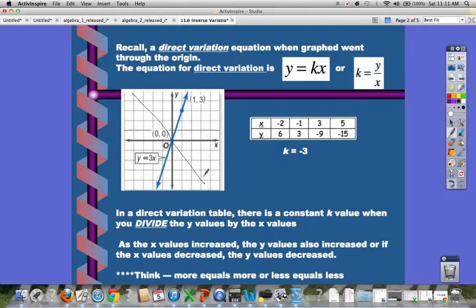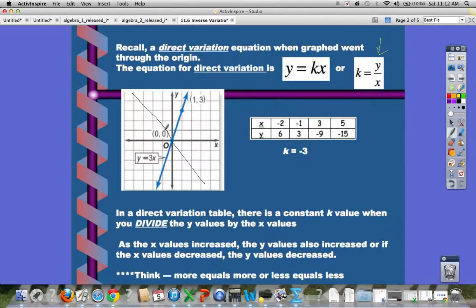The equation for a direct variation is y equals kx, or if you solved it for k, y divided by x. It's really important to know both directions because this will help you understand what you're doing when you have a table or ordered pairs. K equals y divided by x. That means you always put the y over top of your x and see if there's a ratio.